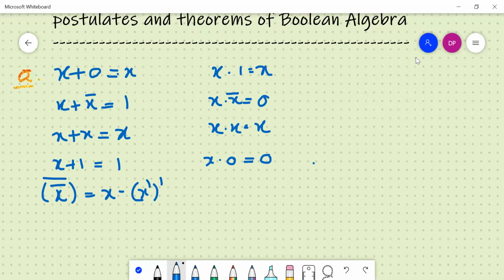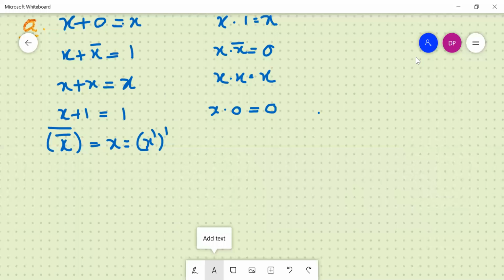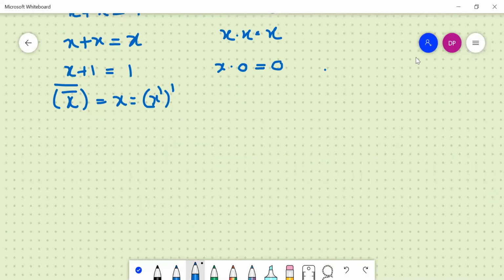Representation is like this. Commutative law. I'll write here: X plus Y, X or with Y, can be written as Y or with X. Similarly, if you take X and with Y, it can be written as Y dot X, Y and with X. This is called the commutative law. In short, I am writing commutative law.